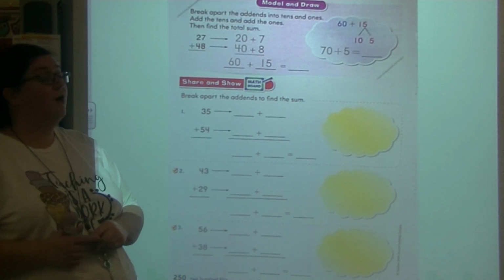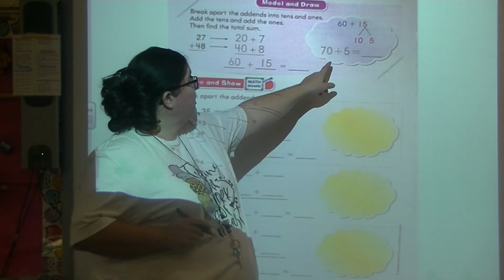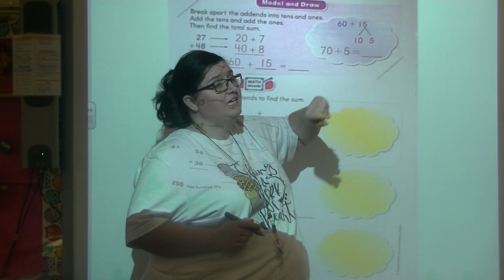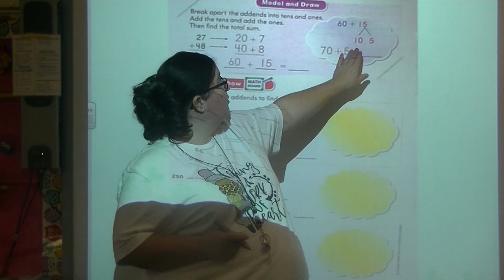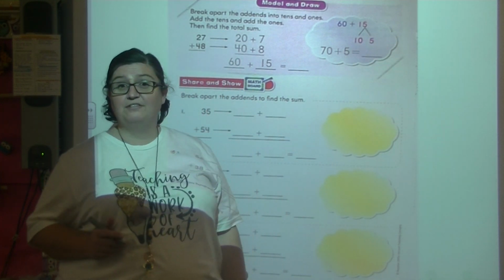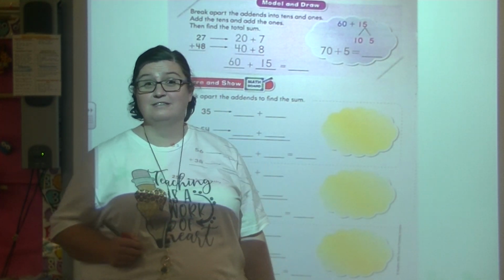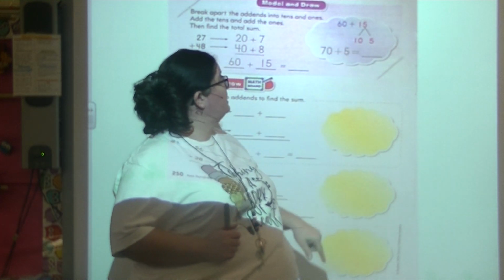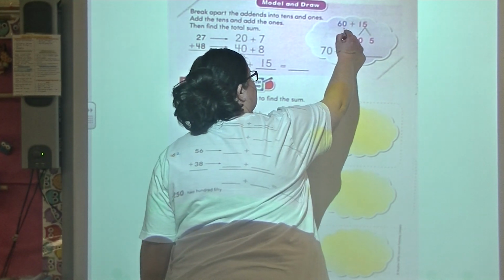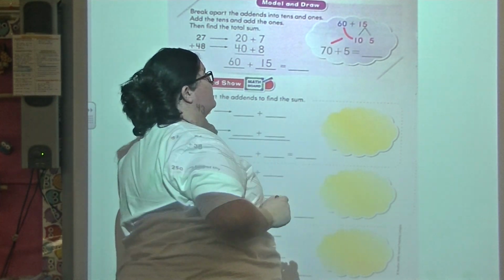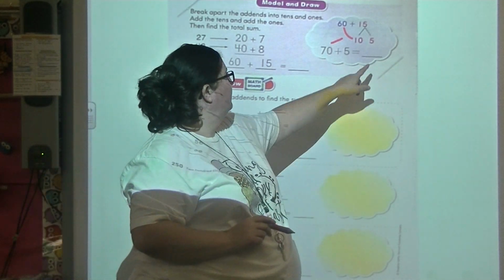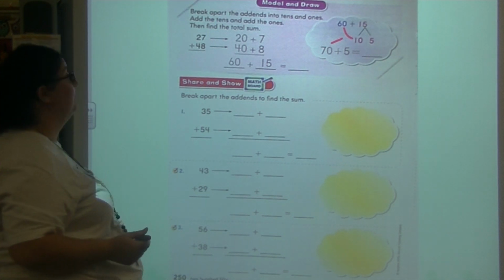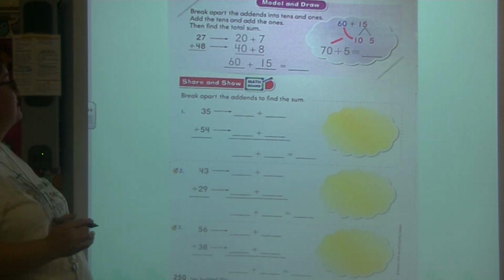Well, they could make another problem, or over here to the side, they said 60 plus 15. They took 15 and broke it down to 10 and a 5. 1 ten and 5 ones. Then they could add again. 60 plus 10, right here, gave them 70. And 70 plus 5 gave them what answer? 75.